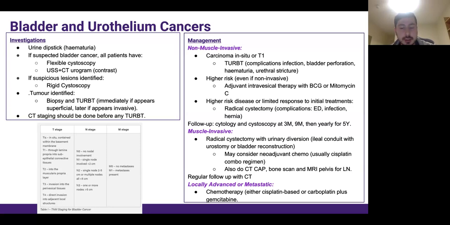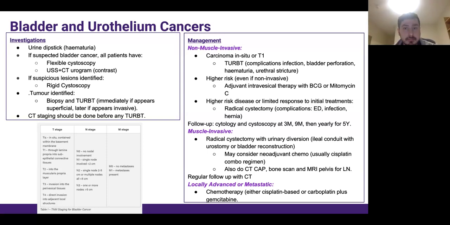So yes, it's an operation where they go through the urethra into the bladder and scrape away the superficial tumor. And because they're doing this, they'll have access to the tumor. They can send it for biopsy, they can send it for investigation, and so they can look and grade the tumor after this.